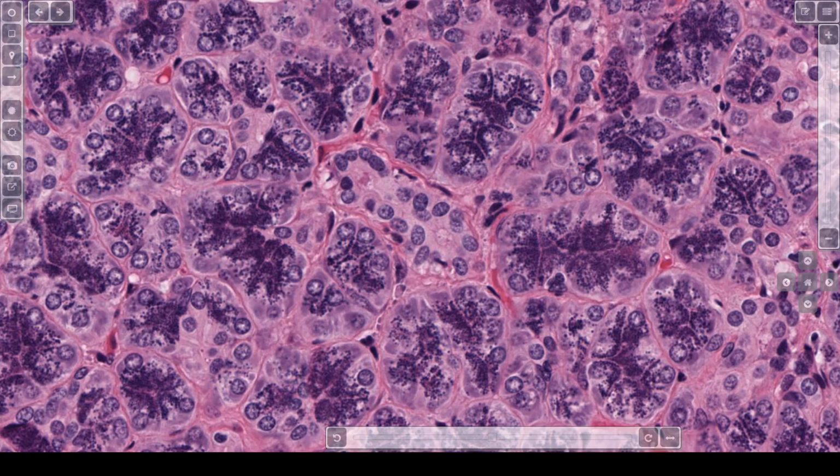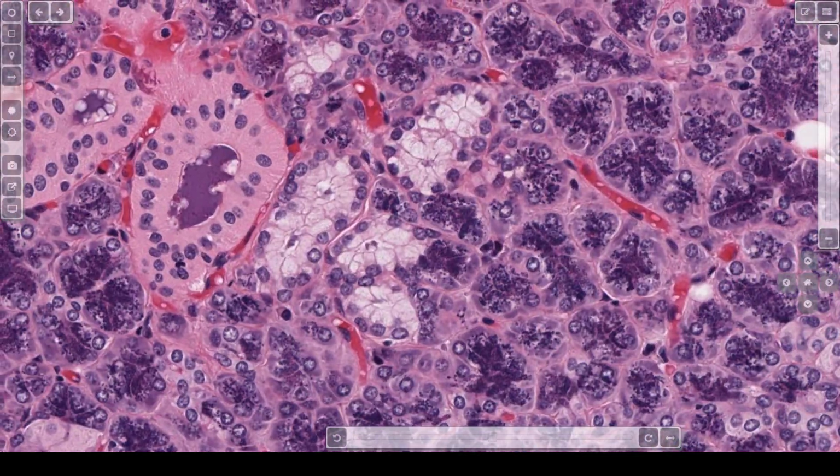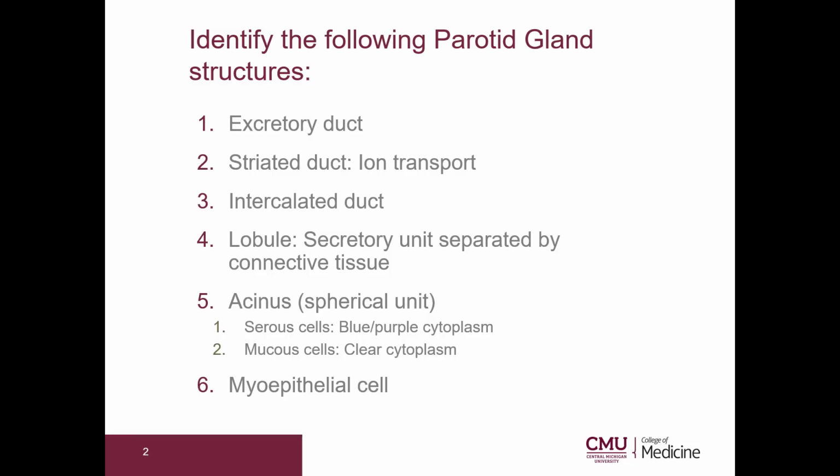I'm going to show you a couple of mucinous acini just so you know what they look like. These are just a couple of mucus acini, which I am showing just so you know what they look like. You can tell that these are mucus acini because they have clear cytoplasm. Now that we've reviewed the slide, you should be able to identify all the structures on this slide.